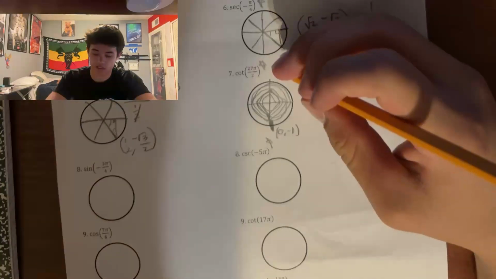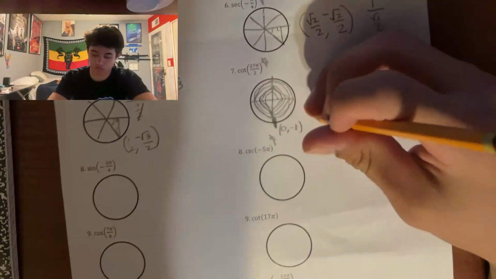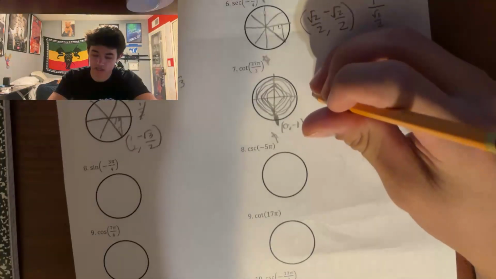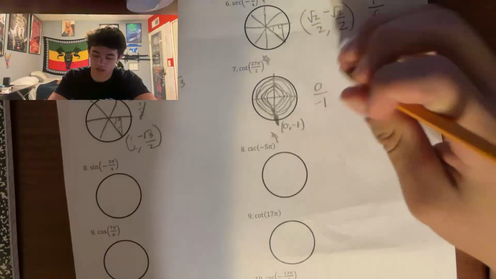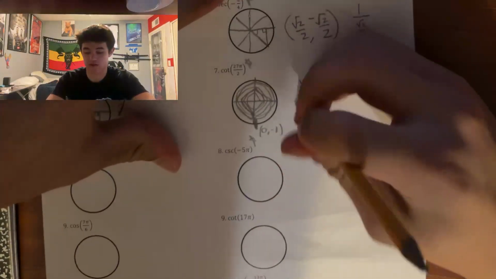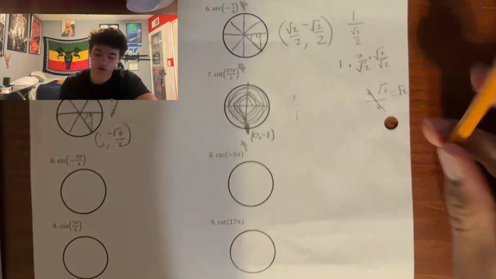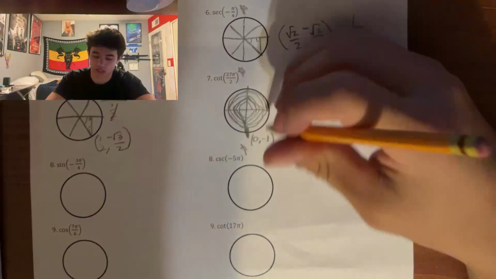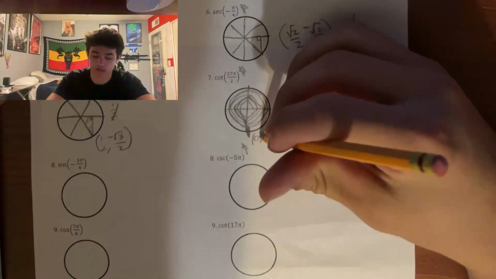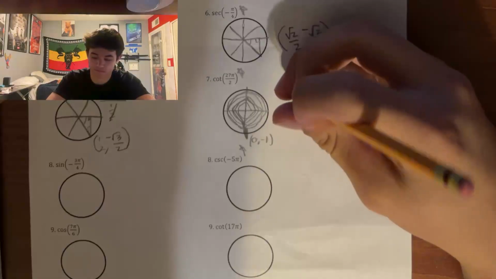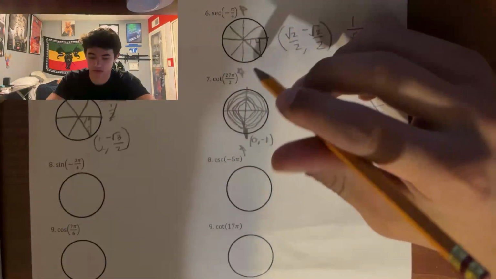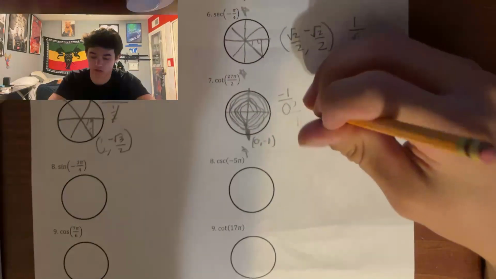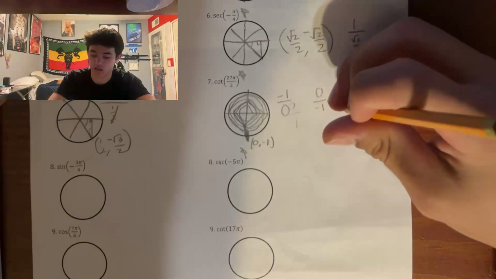Cotangent is 1 over tangent, or 1 over y over x, also known as x over y. So we can put the x, which is 0, over -1. Actually, I'm going to write it out for you guys. You can skip to that part if you already got this down. Cotangent is 1 over tangent. Tangent is equal to the y value over the x value, so -1 over 0. Then cotangent would be the reciprocal of that. So we'd flip that, 0 over -1. So the answer is 0.